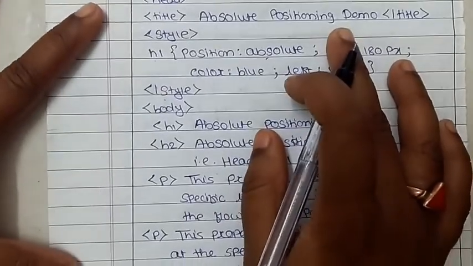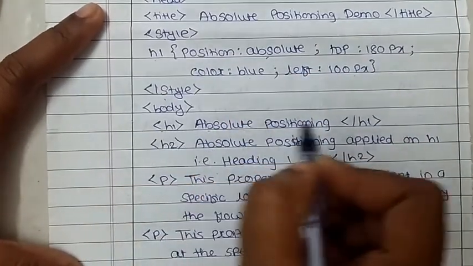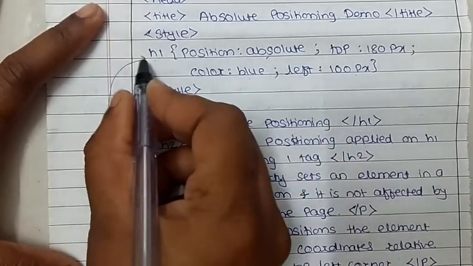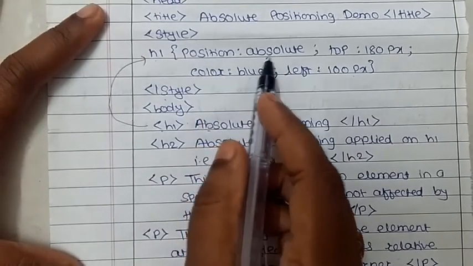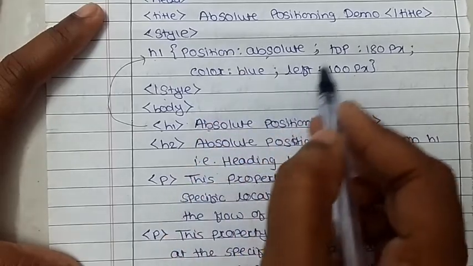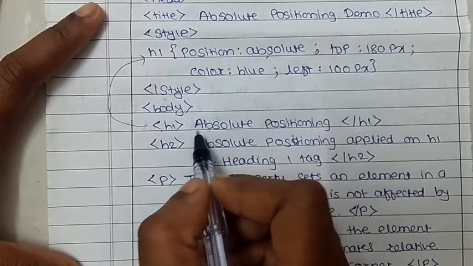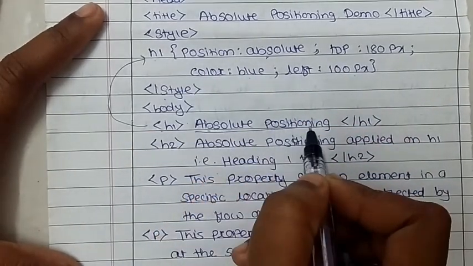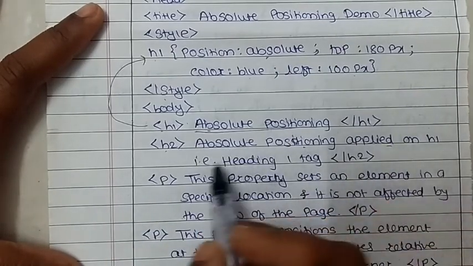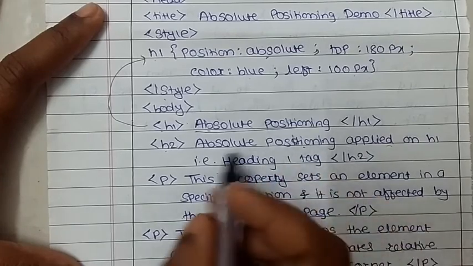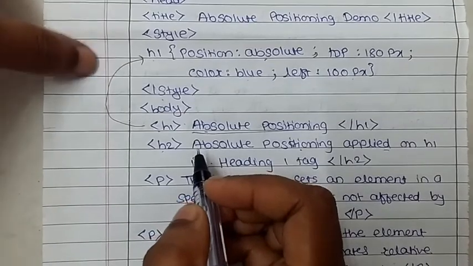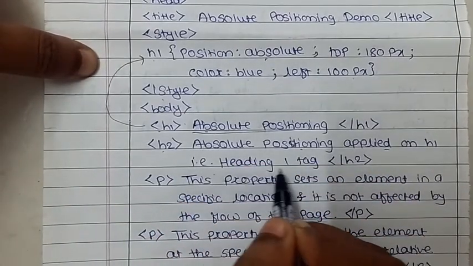So for h1, I want to write here absolute positioning. When this line executes, all the information related to the h1, position absolute, top 180 pixels, is applied to the text absolute positioning. Then next, we print one message with the h2 tag: absolute positioning applied on h1, that is heading 1 tag.